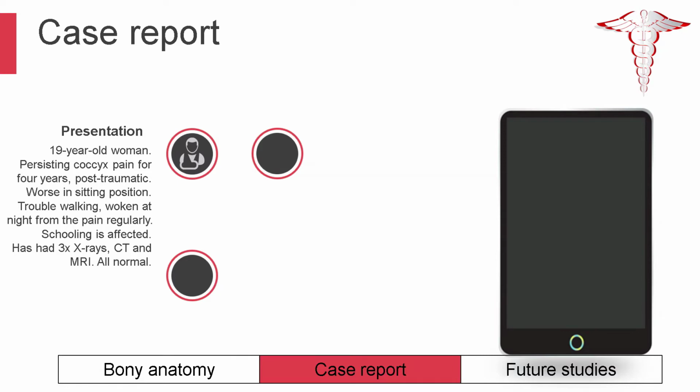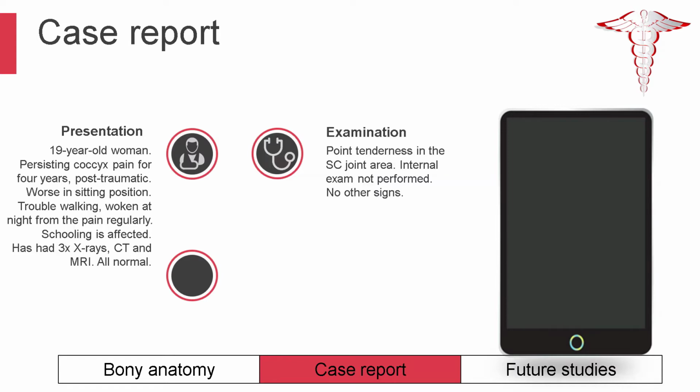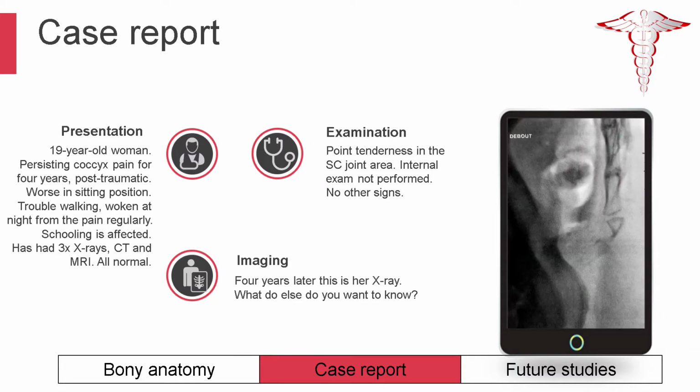She's had 3 X-rays, a CT, and MRI, and the radiology reports were normal, normal, normal, across the board normal. On examination, she has point tenderness like this on the sacrococcygeal joint area. Internal exam was not performed. There were no other signs that we could find. So she's brought in all these X-rays. We had a look, and this is her X-ray that was done recently. What do you guys think about that X-ray?